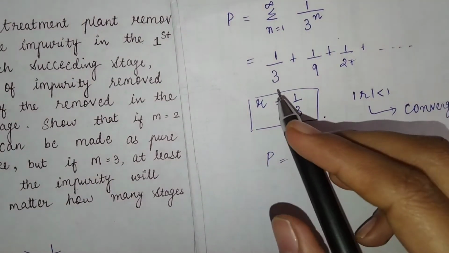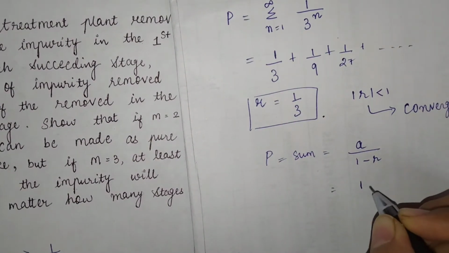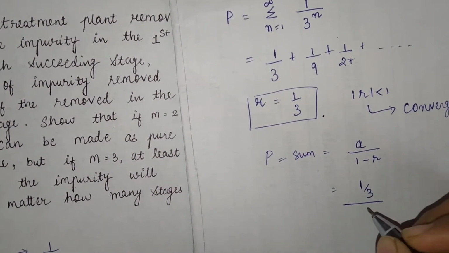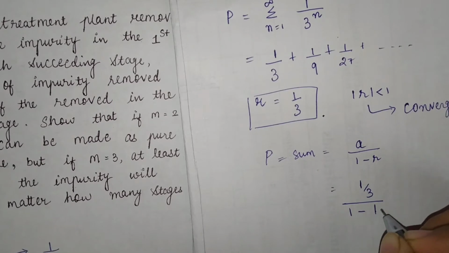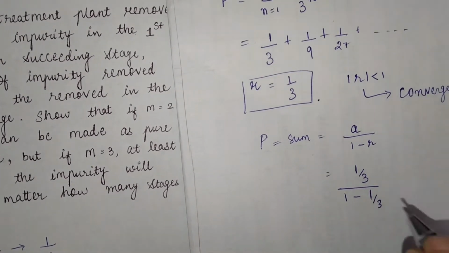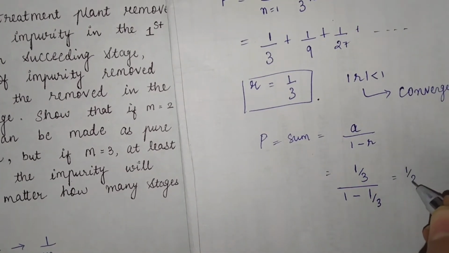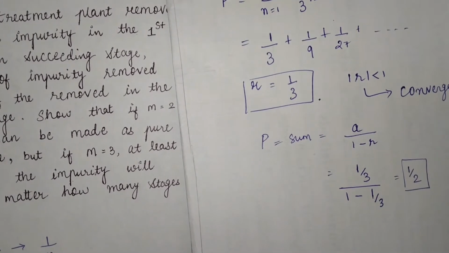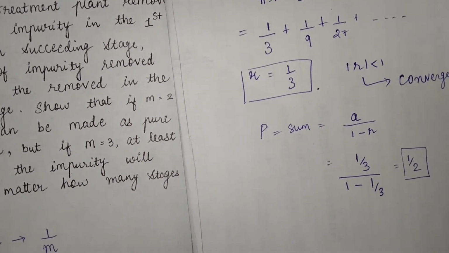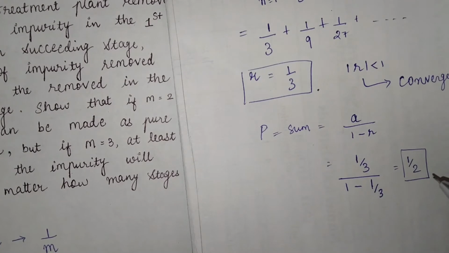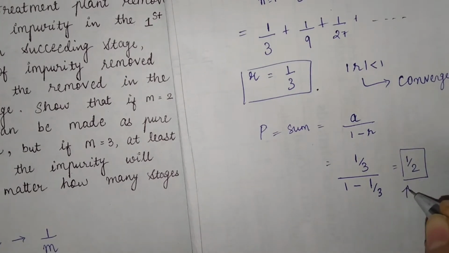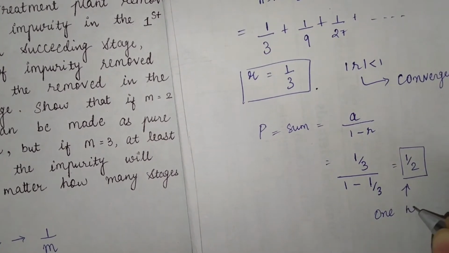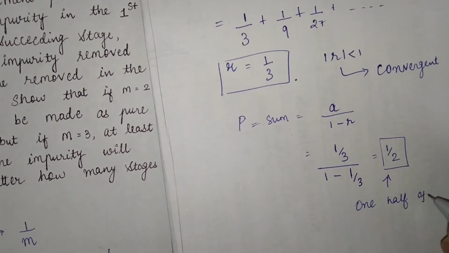But what is our a? a is 1/3. So 1/3 divided by 1 minus r. r is again 1/3. And if you solve this, you will get 1/2. Okay, so we can show that here at least 1/2 of the impurity will remain. Okay, 1/2 of the impurity will remain.